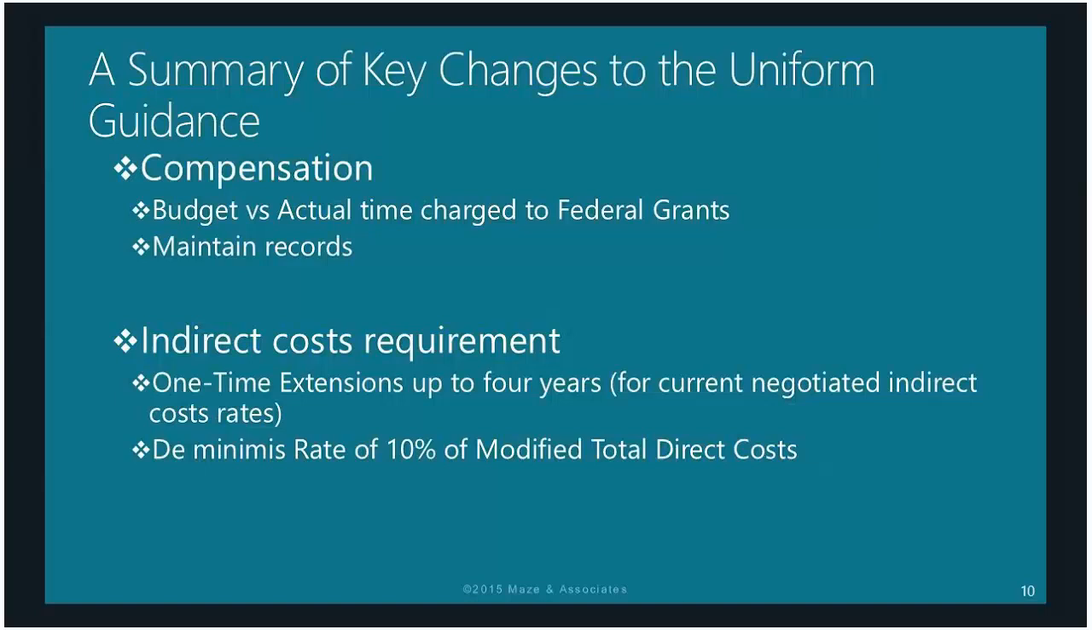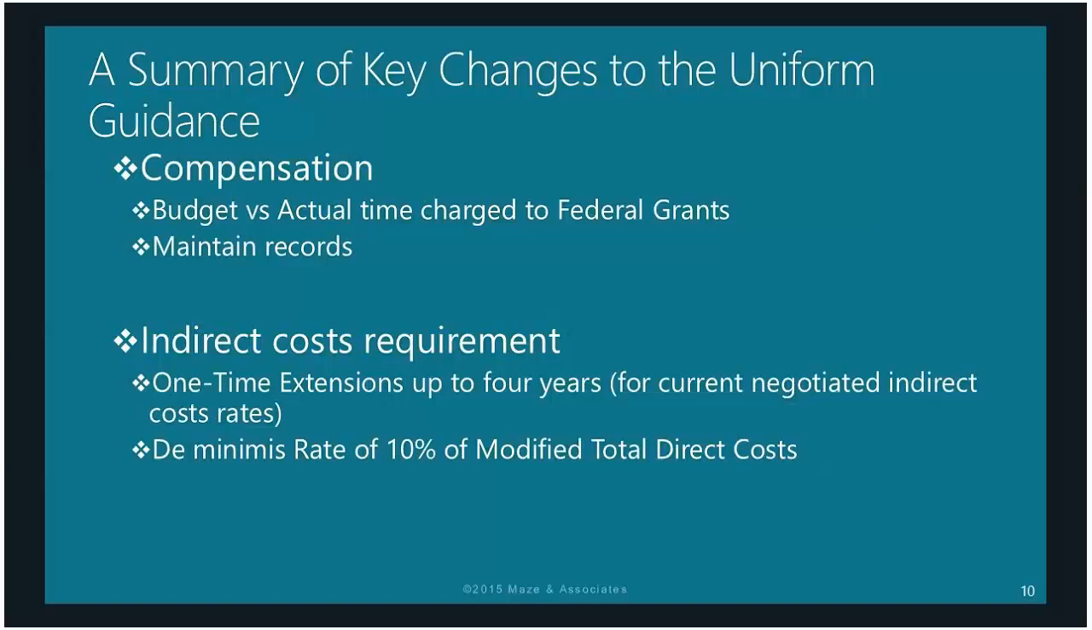And also maintain records. That means maintaining your timesheets or your payroll registers within your reimbursement requests, or just to have them on site and available. Also, there were changes to the indirect cost requirements. For those federal grants that have already negotiated an indirect cost rate, there is a one-time extension up to 4 years. You don't have to renew this annually or negotiate this annually.